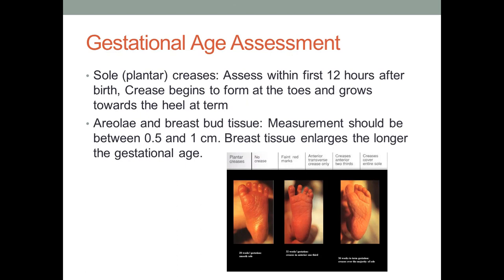Areola and breast bud tissue. When that's measured, their areola should only be between 1/2 and 1 centimeter. And the farther along they are in gestation, the breast tissue is actually going to get larger. It increases. So a preterm baby is going to have very, very small breast tissue, breast buds, whereas a term baby or a post-term baby is going to have much larger.